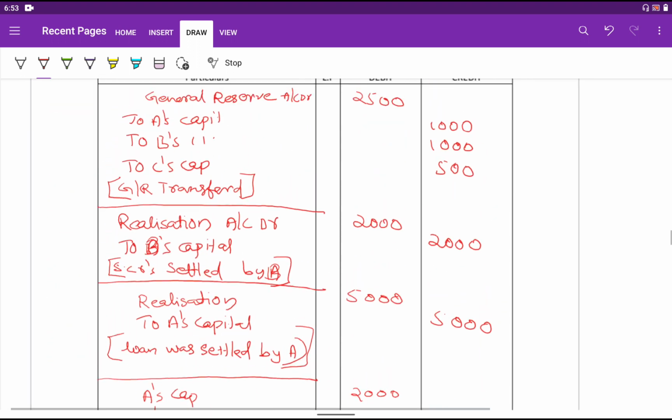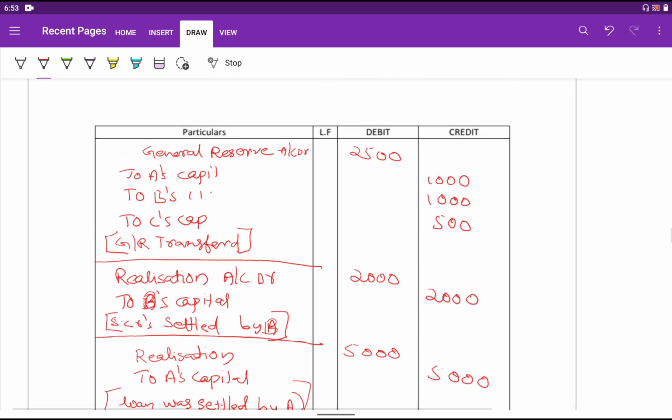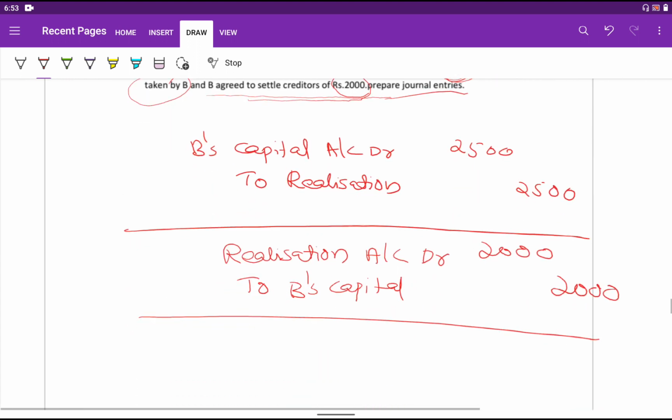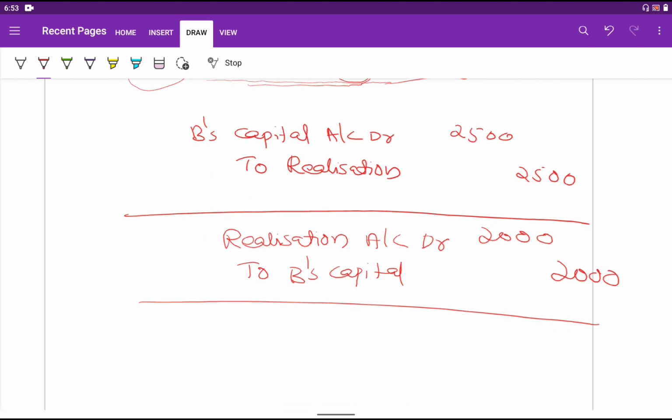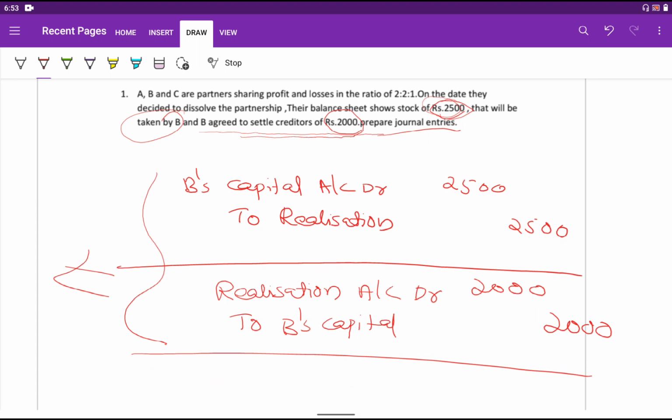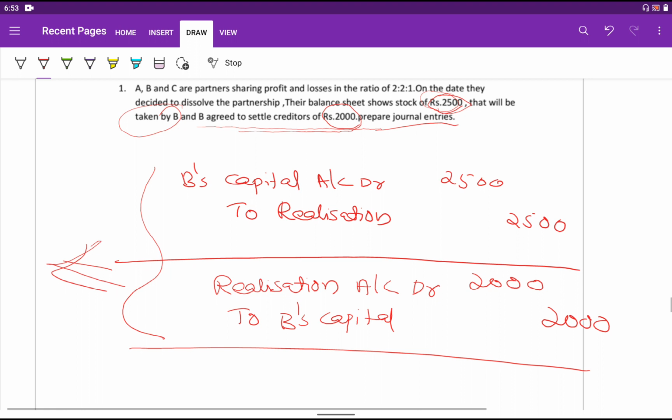See this one. Creditors were settled by B. Okay, you should write narration. So the answer is over. The answer is only these two journal entries. Okay, what is the question? 2500 is the value of stock and that is taken by B, and instead of that he will settle the creditors. So we want to write only these two journal entries. Okay, so this is the way how the 3 mark, 2 mark, 1 mark questions will be coming.